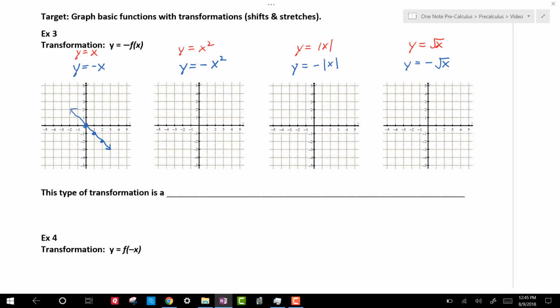This type of transformation is a reflection over the x-axis. In other words, if I throw a negative out in front of my function, all my y values change to opposite numbers.